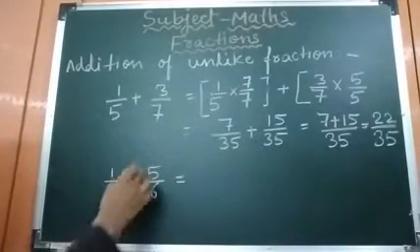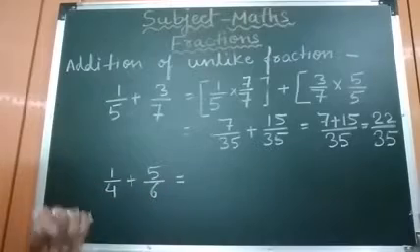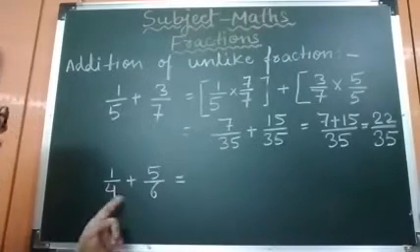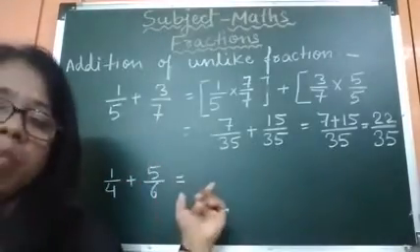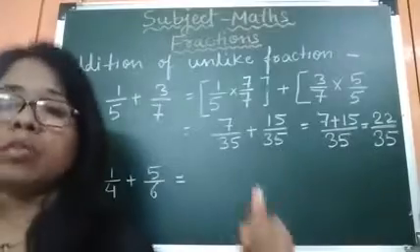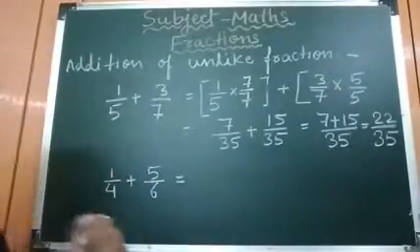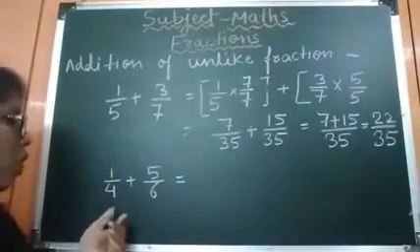I have taken one more example. Here 1 upon 4 and 5 upon 6. So, here what will we do? Another method is there. You can multiply 1 upon 4 by 6 upon 6, and 5 upon 6 you can multiply by 4 upon 4. But here we can do one more thing. Now see 4 and 6.